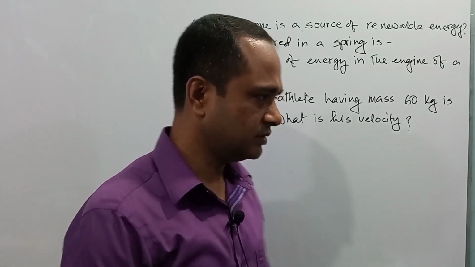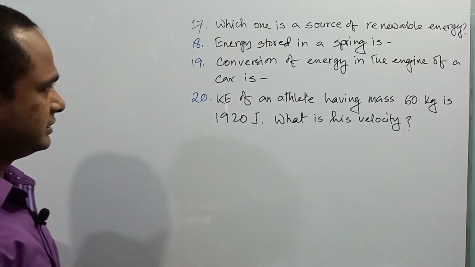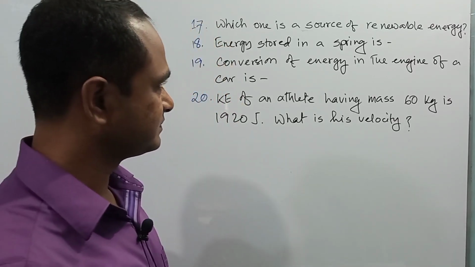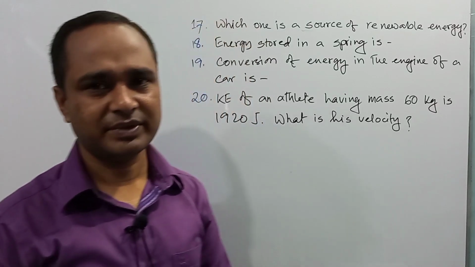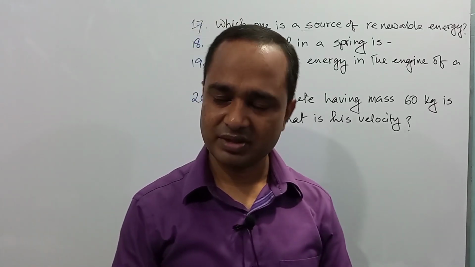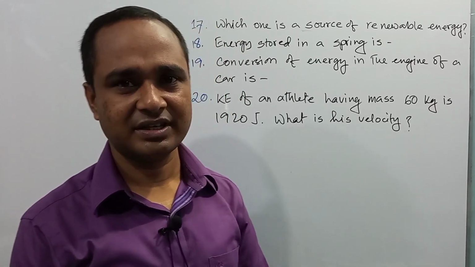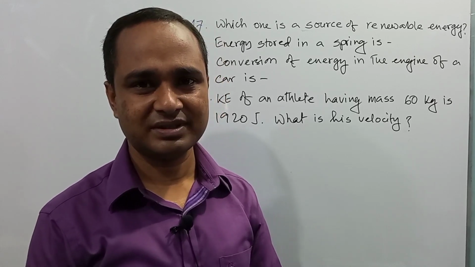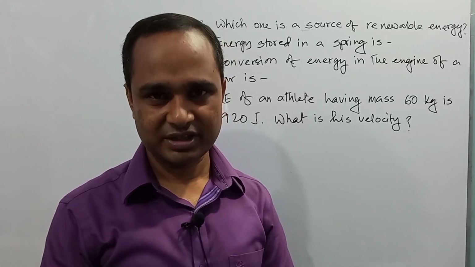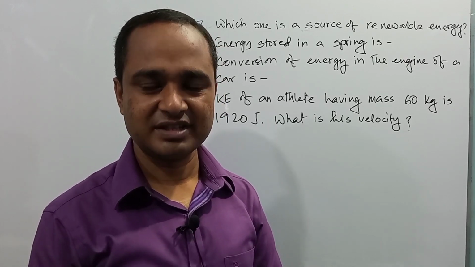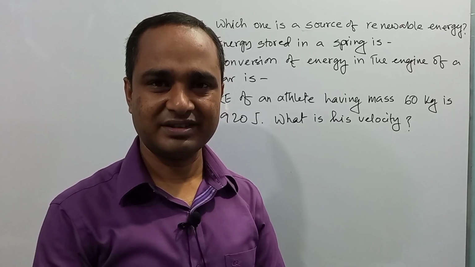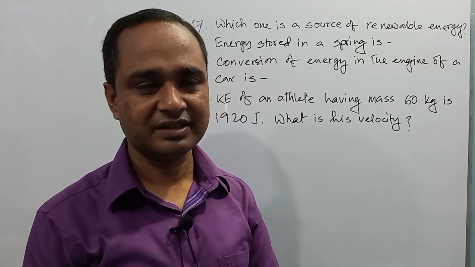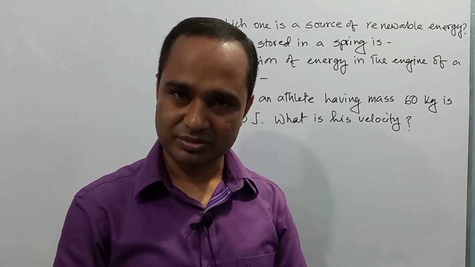Right. In the next question they asked which one is a source of renewable energy. The sources of energy are divided into two parts: one is renewable source of energy and another is non-renewable source of energy. The source of energy which can be used several times, or multiple times, is known as a renewable source of energy. For example, flow of water, that is current of water, flow of wind, that is wind energy, and water energy. These are examples of renewable sources.